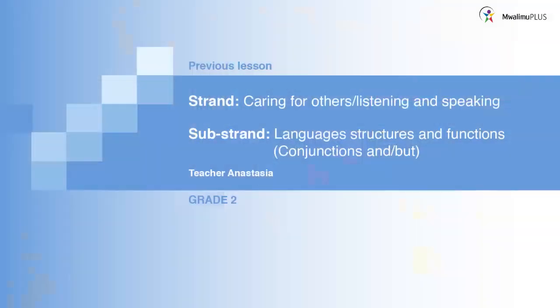Thank you. Welcome. I want us to revise the lesson that we learned previously. We learned about caring for others, listening and speaking. And we learned about language structures and functions, the use of conjunctions or joining words, and and but. Remember children, we said that we use the word and when we are joining words to make sentences or joining phrases, isn't it? Very good.